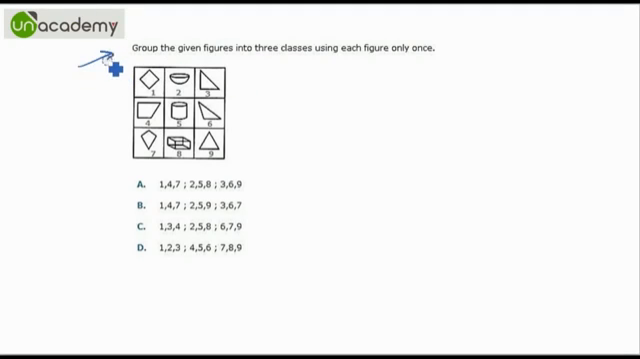We have a problem statement like this: group the given figures into three classes using each figure only once. So out of these 9 figures we have to make 3 groups of 3 figures each, and they should be related in some manner. So let us see what all groups can we make.